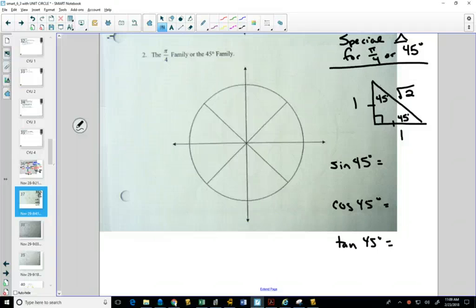Well, sine of 45 degrees is the opposite side over the hypotenuse. Our opposite side is 1. Our hypotenuse is root 2. And on our unit circle, we are going to rationalize the denominator.